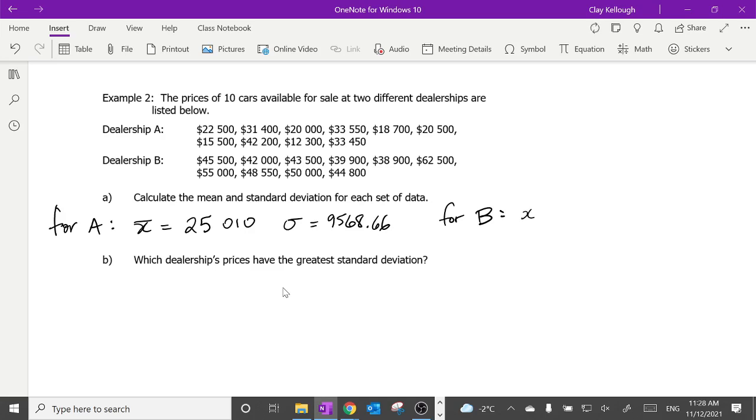For B, the mean average was $47,065. So the mean price of cars is much higher in B, but interestingly enough, the standard deviation was quite a bit lower, $7,272, and around, it's money, so 25 cents. Makes sense to do that, I think. All of these are in dollars, obviously.